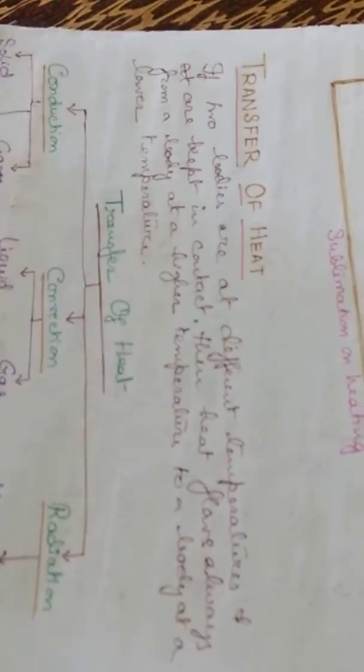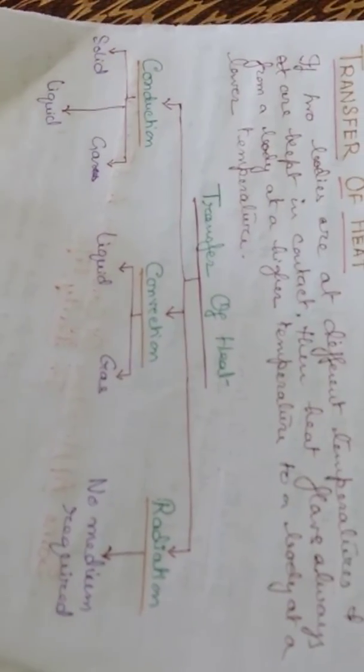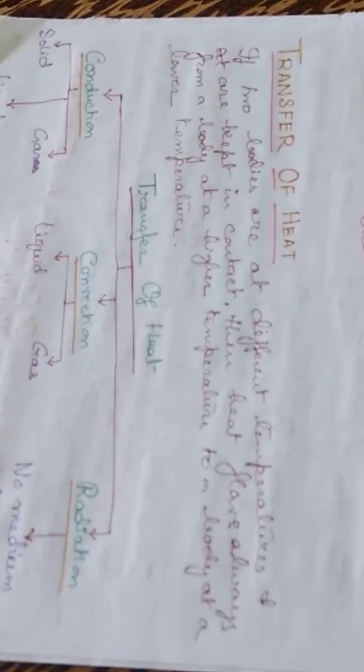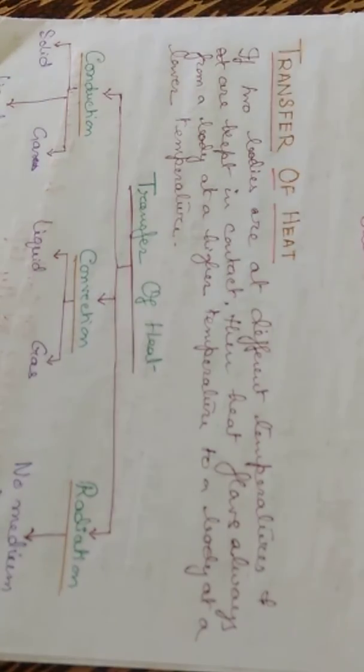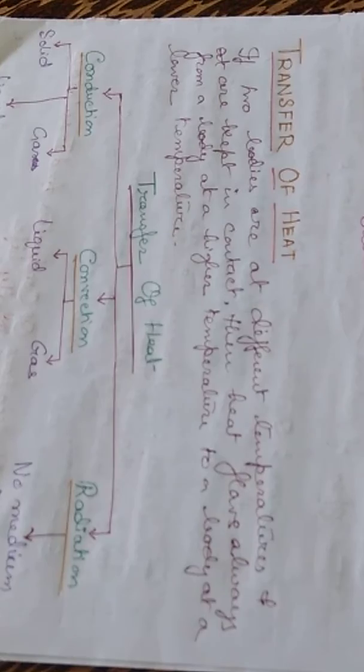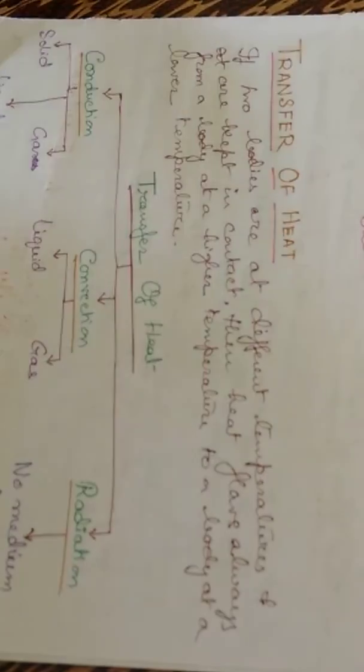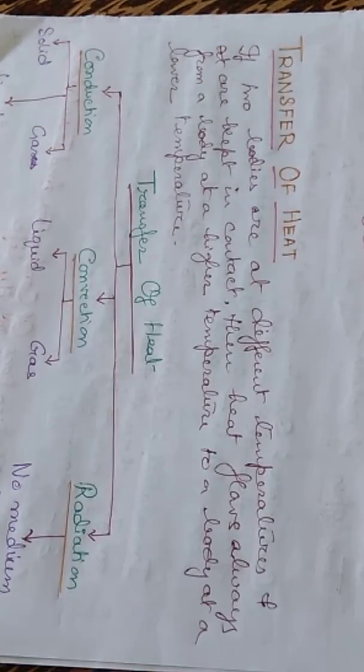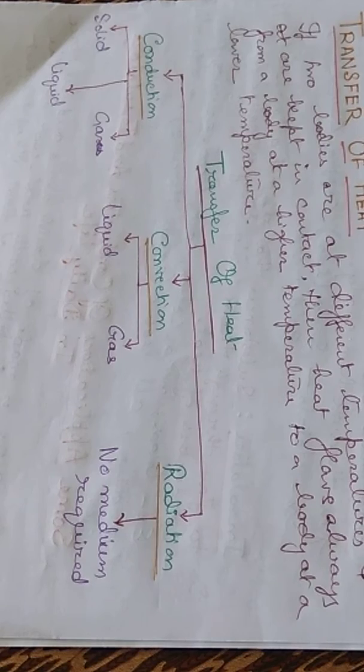Now, what is transfer of heat? If two bodies at different temperatures are kept in contact, then heat always flows from a body at higher temperature to a body at lower temperature. Heat flows from hot to cold bodies. This can happen in three ways: conduction, convection, and radiation.